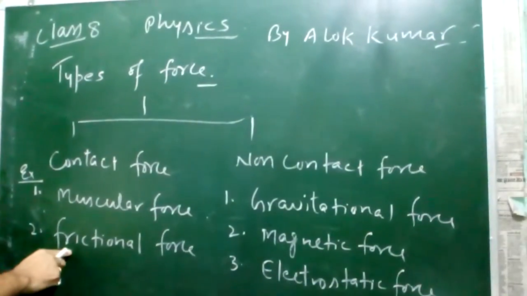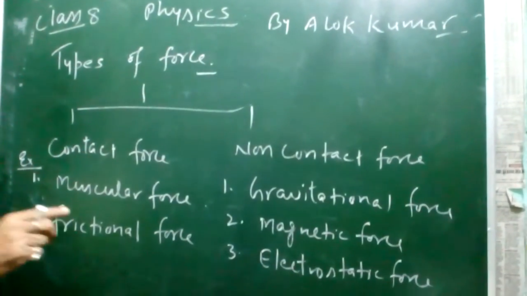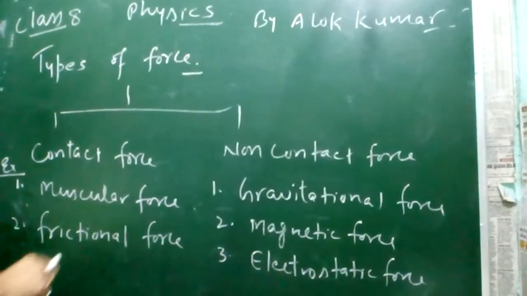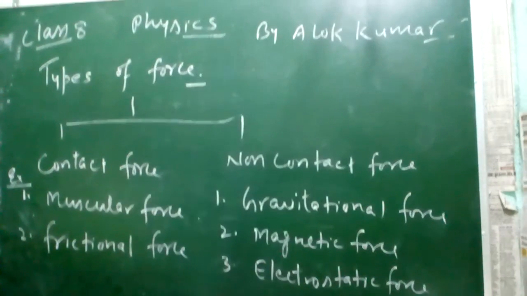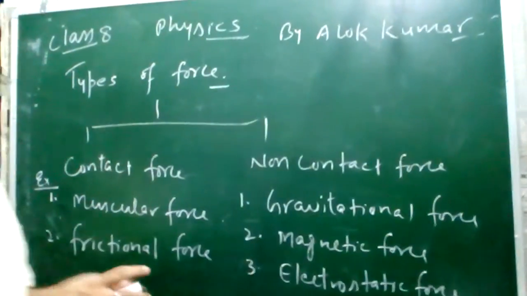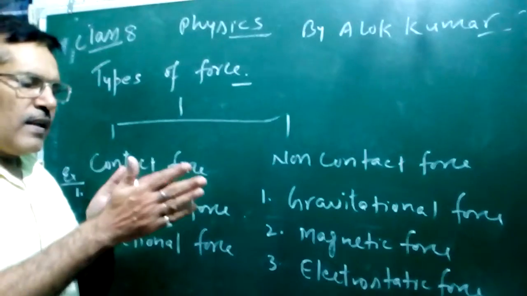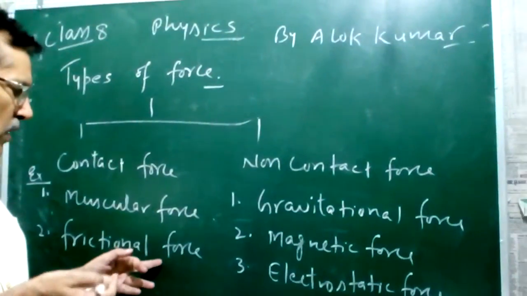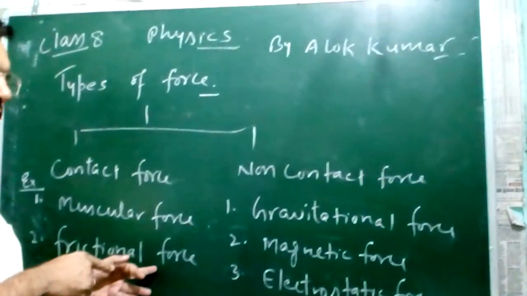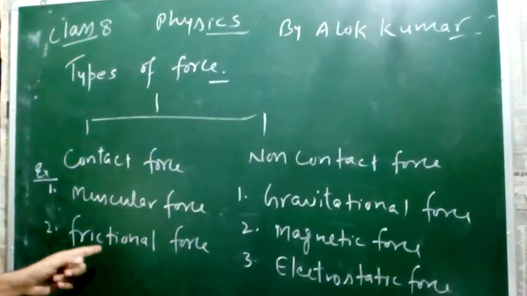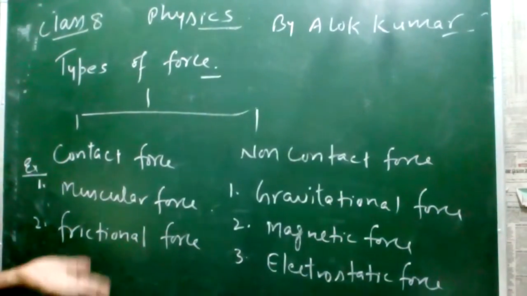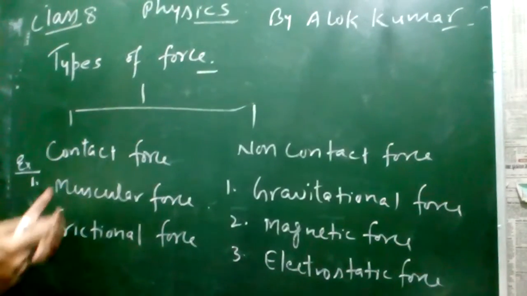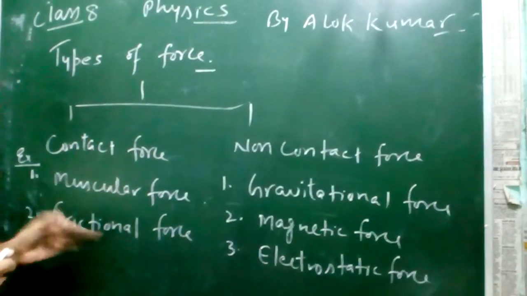Now, the frictional force. The force which opposes the relative motion of the other body is called frictional force. The frictional force only exists when the two bodies are in contact. When two bodies are in contact, they oppose the motion of each other. Such a force is called frictional force. Suppose when we are moving, the earth opposes our motion, the roughness of the body opposes our motion. Such a force is called frictional force.